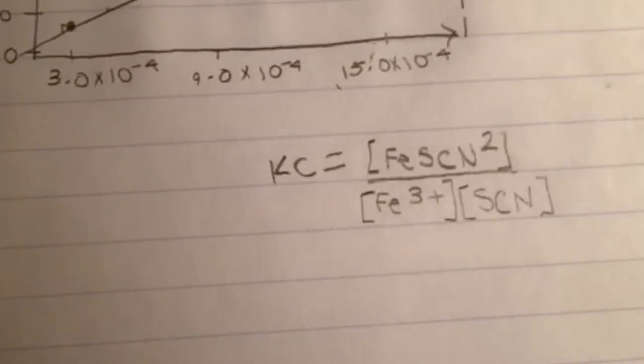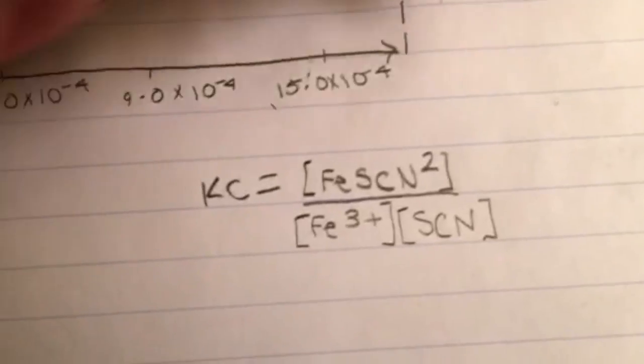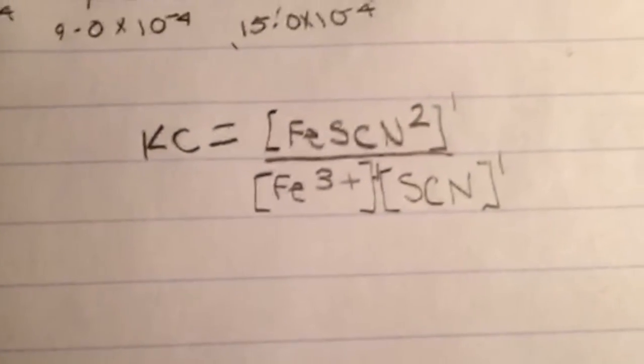So then our product, FeSCN2+, would be on top, and our reactants would be on the bottom. Since there's no number indicating the amount in front of them, we assume it's 1, so there is no power. It's not going to be squared or cubed or anything. It's just 1, because in the reaction we are only given 1 for each. So that's the final expression for Kc.